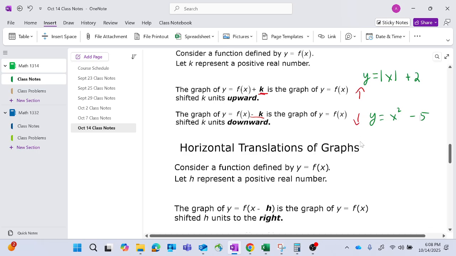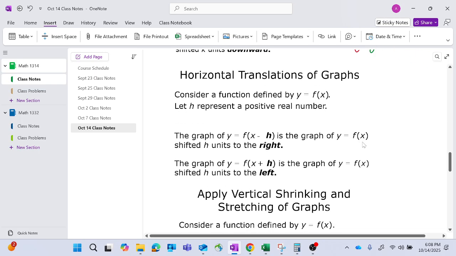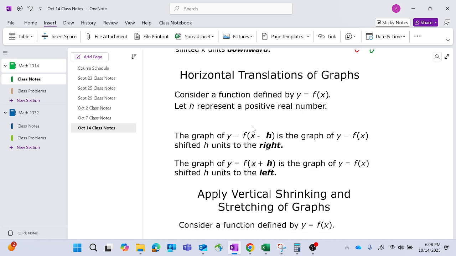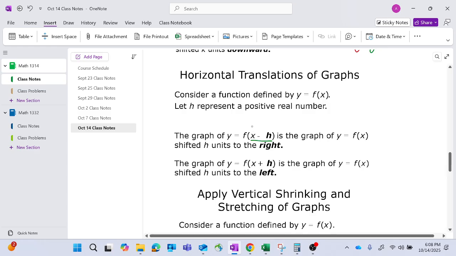Okay. So now we have horizontal translations of graphs. This one is a little tricky, so be careful. If you have something like y equals f of x minus h, so in this case, the number is right with the x, like right next to it, it's going to go to the right if it's x minus h, right? Anything that's dealing with the x is always going to be kind of the opposite than what you expect. So if you have y equals f of x minus h, you're going to the right.